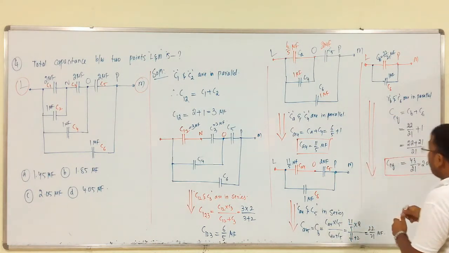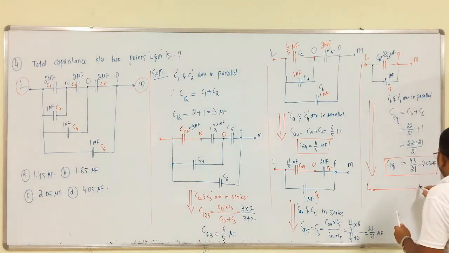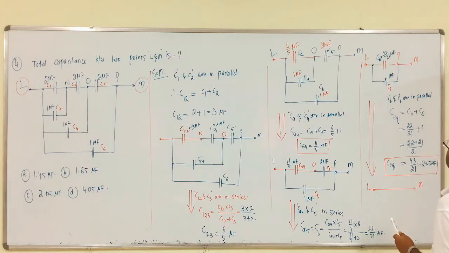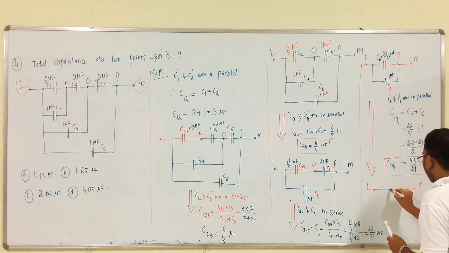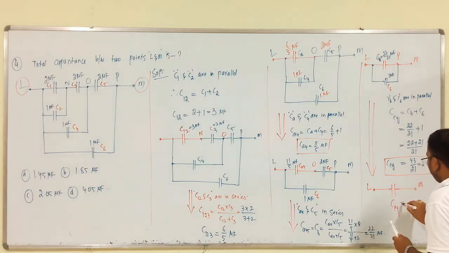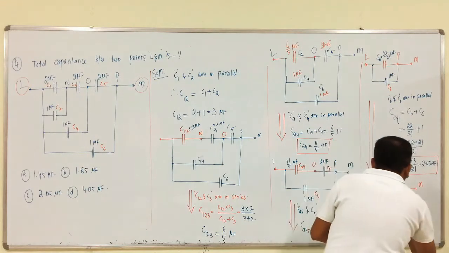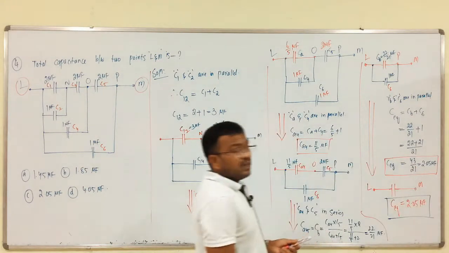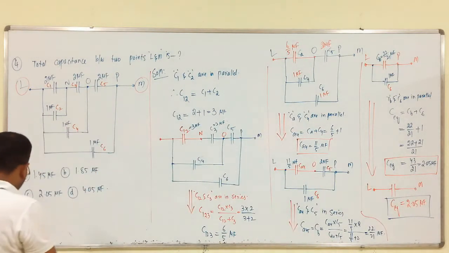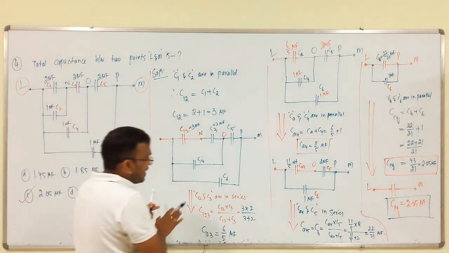Therefore, we can write the equivalent between, this is L, this is M. Okay, the equivalent capacitance, this C equivalent, is equal to 2.05 microfarad. So, like this you have to write. This is the answer, C equivalent equals 2.05 microfarad. Then the option is C.